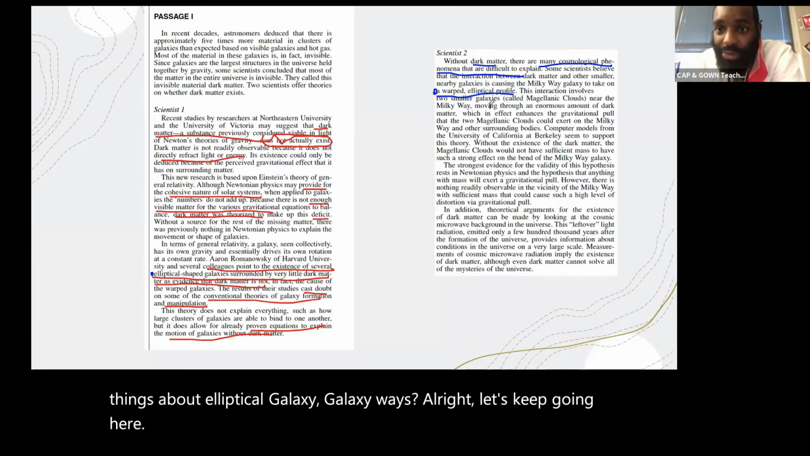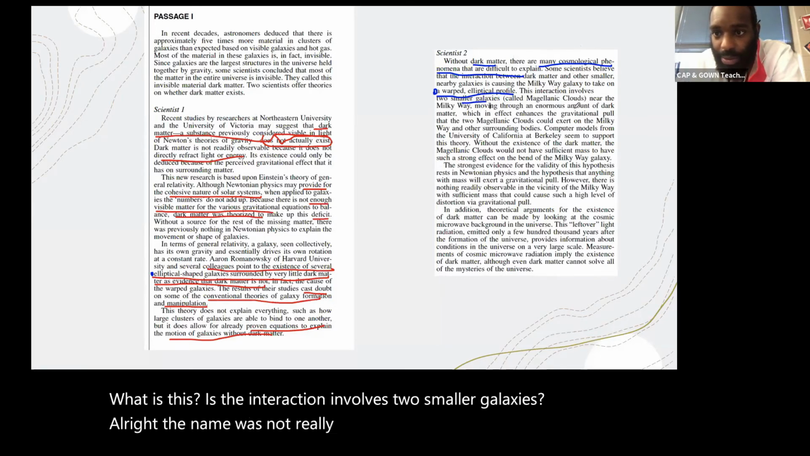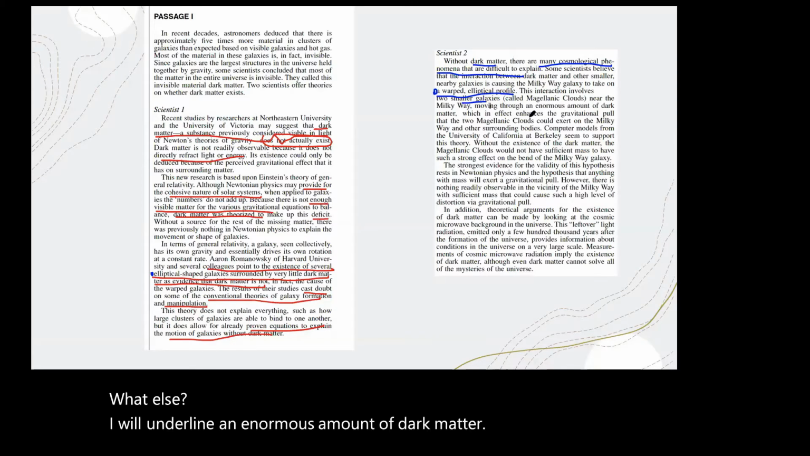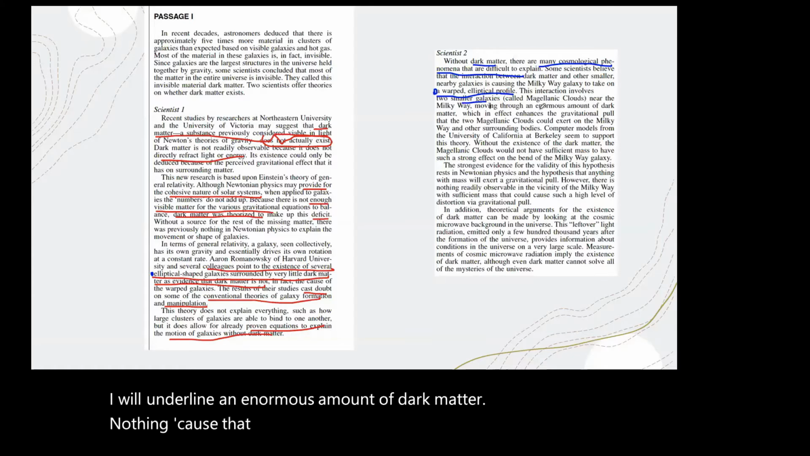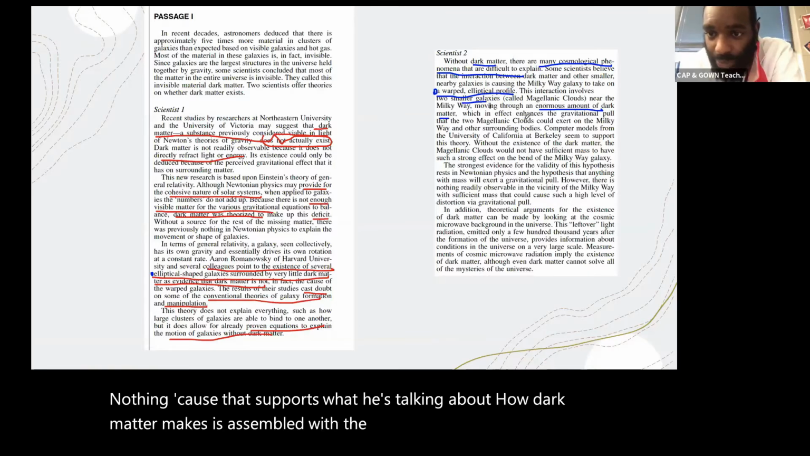It says the interaction involves two smaller galaxies. All right, the name was not really important. What else? I would underline an enormous amount of dark matter, I think because that supports what he's talking about, how dark matter is assembled with the galaxy. Okay, we'll do that. All right, what else do you guys think is important there?